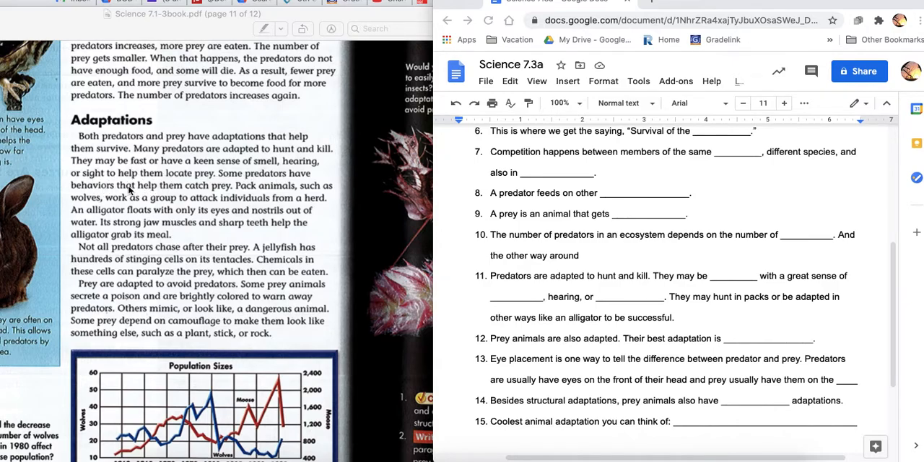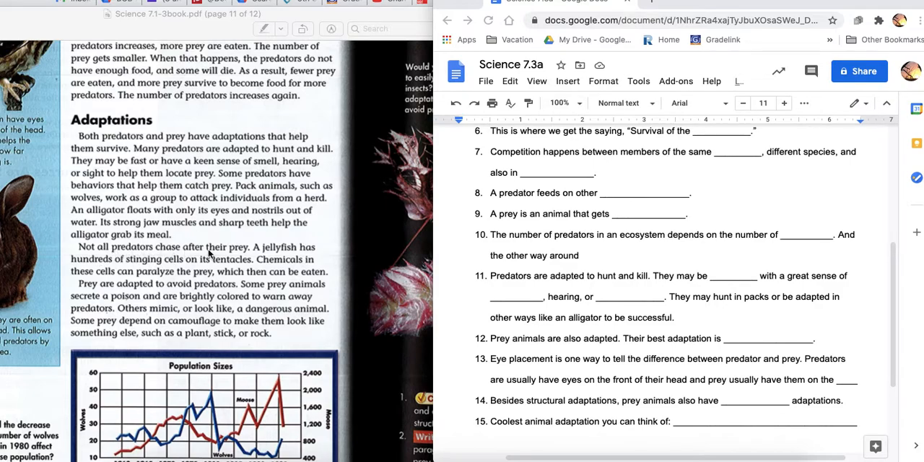Some predators have behaviors that help them catch prey. Example, pack animals such as the wolves work as a group to attack individuals from a herd. An alligator floats with only its eyes and nostrils out of the water. Its strong jaw muscles and sharp teeth help the alligator grab its meal. Its ability to hold its breath, guys. An alligator will grab its meal and it'll take him to the bottom, and he literally drowns the animal because he can last underwater longer than other ones. Those are all adaptations the predator has in order to help them do those things.